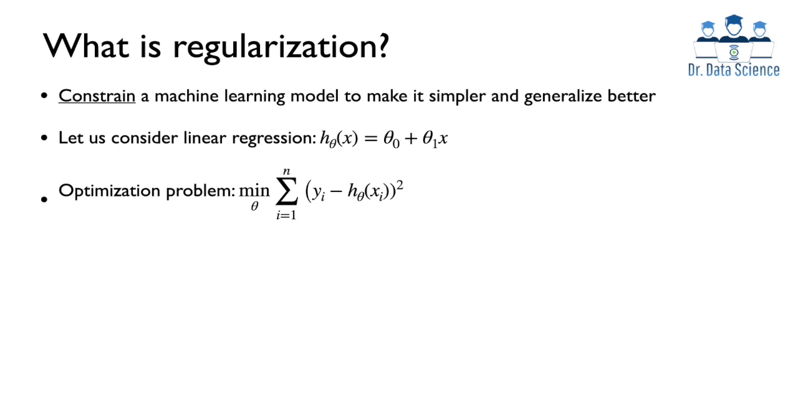So to understand this whole idea, let's look at a very simple model, which is linear regression. You can see that here the hypothesis h is theta 0 plus theta 1 x. Theta 0 is the intercept, and theta 1 is the slope of this line. And the goal here is to find these two parameters using some training data. As we know, for finding these parameters, we have to set up an optimization problem.